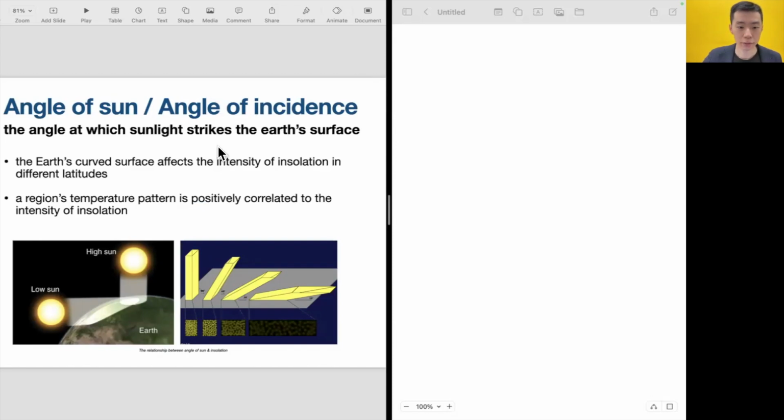The angle of sun affects the insolation intensity and amount received by the Earth's surface. So if we have a high angle of sun, the intensity would be stronger over a smaller concentrated area. And the opposite, with a low angle of sun, the intensity of insolation would be weaker, but at a more dispersed location.